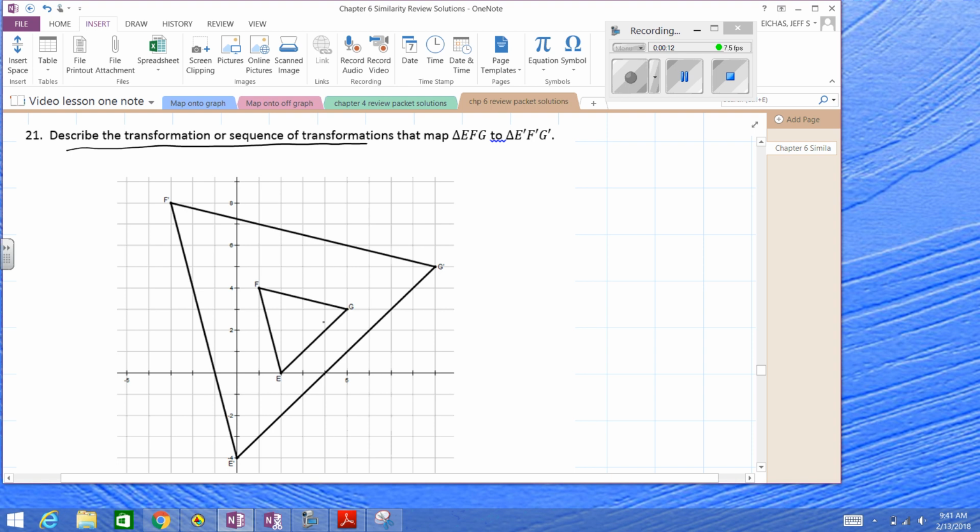So first thing I look at is, okay, it's an enlargement, right? Because the image G prime, F prime, E prime is bigger than the pre-image. So it's an enlargement, and the scale factor is going to be greater than 1. These are things that I keep in mind. I write it down now so that I can remember later.